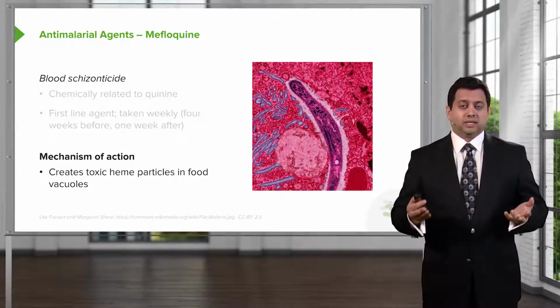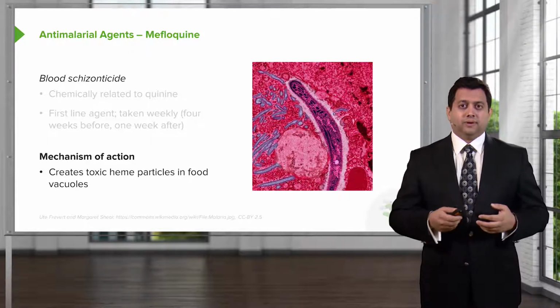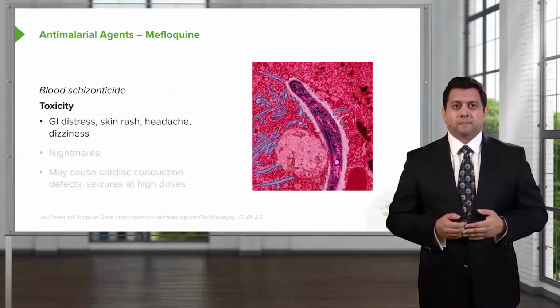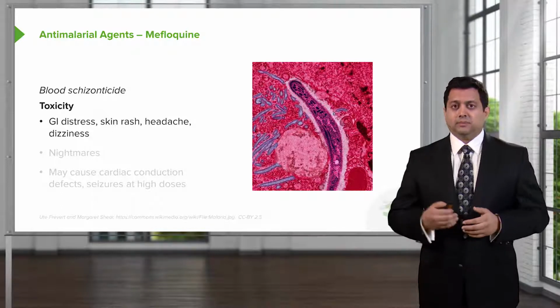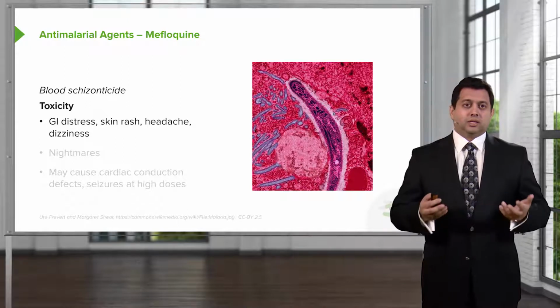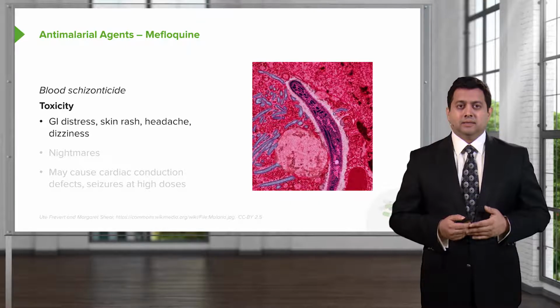Now, how this particular agent works is that it creates more toxic heme particles in the food vacuoles of the malaria strain, and it's quite effective in killing the malaria schizont. We classify it as a blood schizonticide because it kills that schizont form in the red blood cells. Toxicity includes GI distress, skin rash, headache, and dizziness.